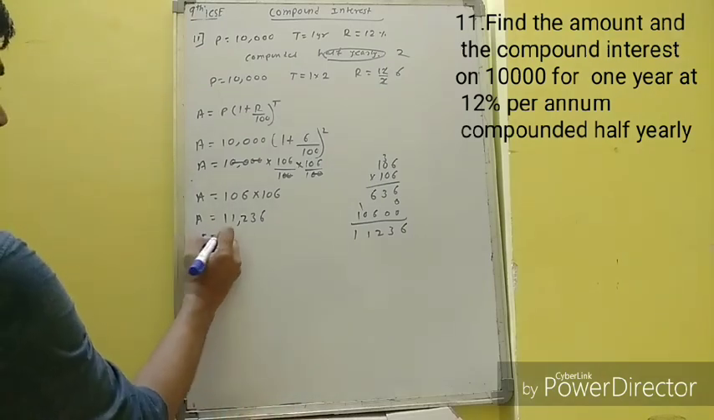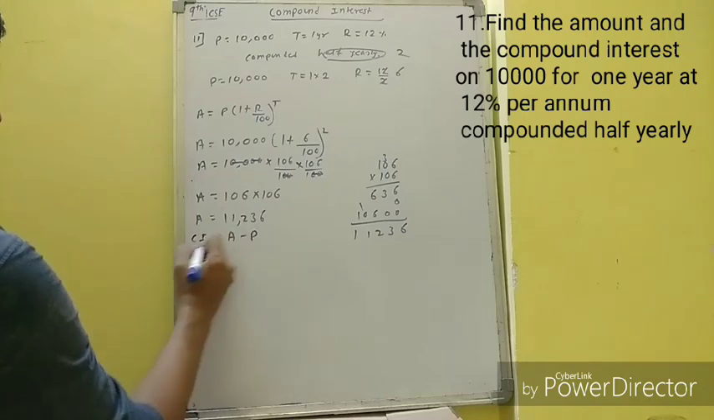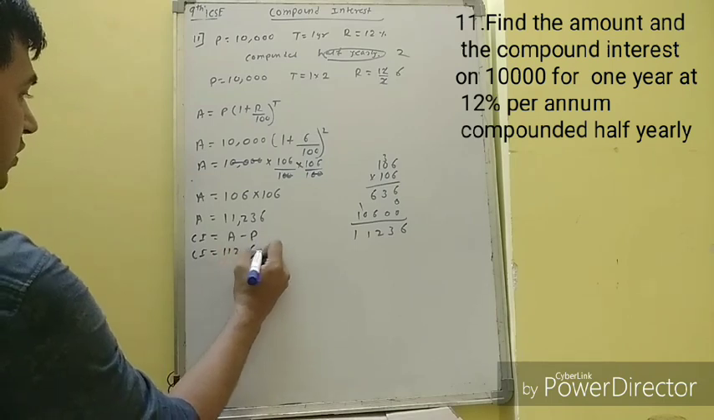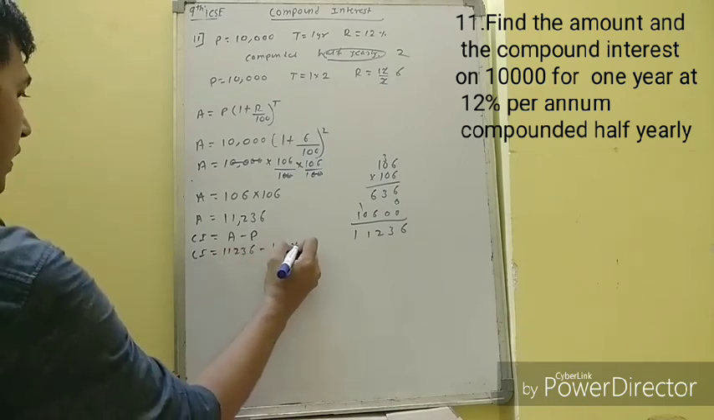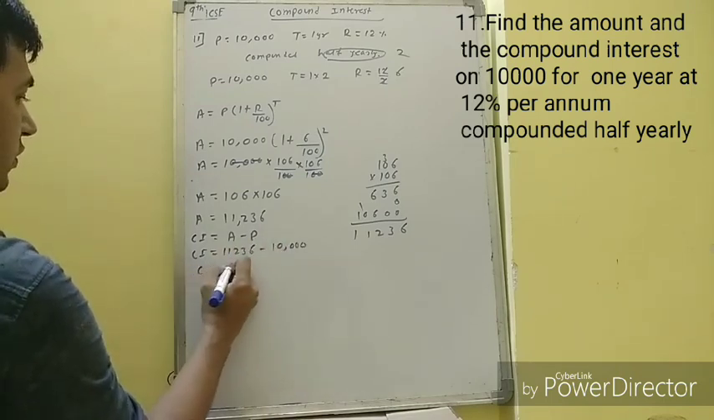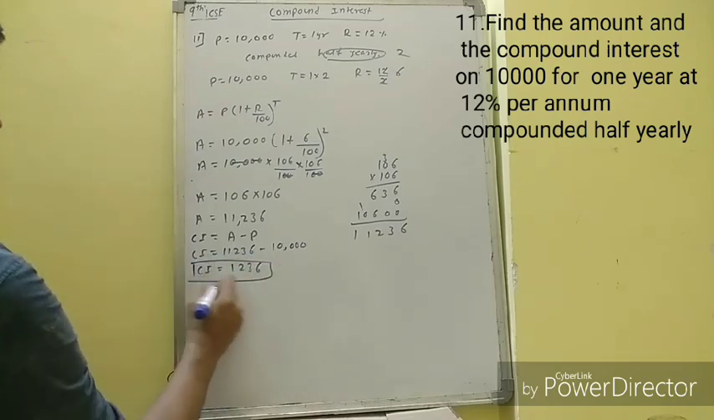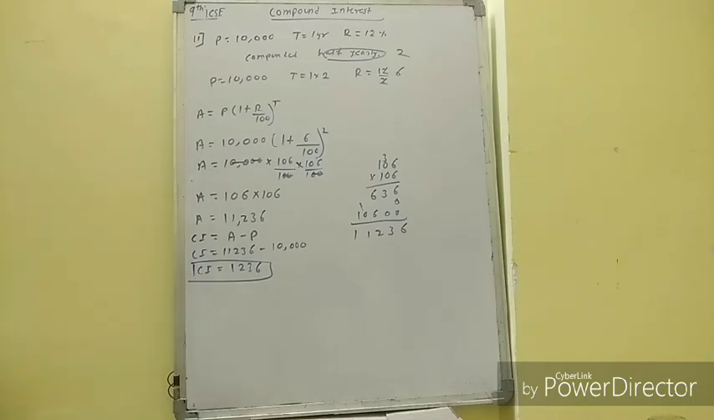Have they asked to find out the amount and the compound interest? Yes, the compound interest will be amount minus principal. Amount is 11,236 minus principal is 10,000. So compound interest is equal to 1236. Okay, this is the compound interest.